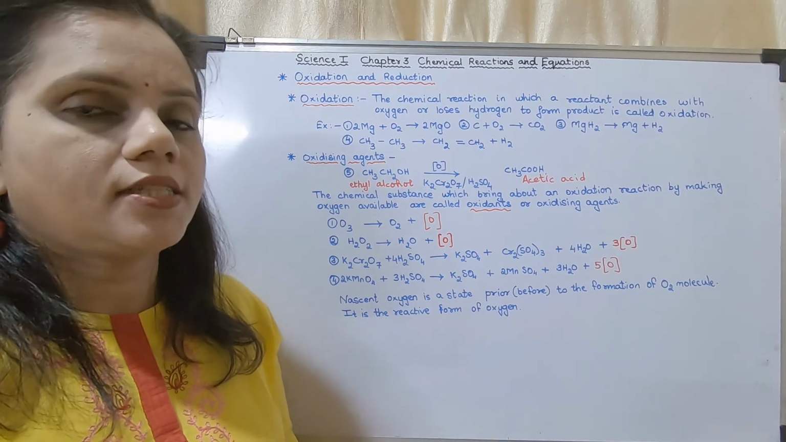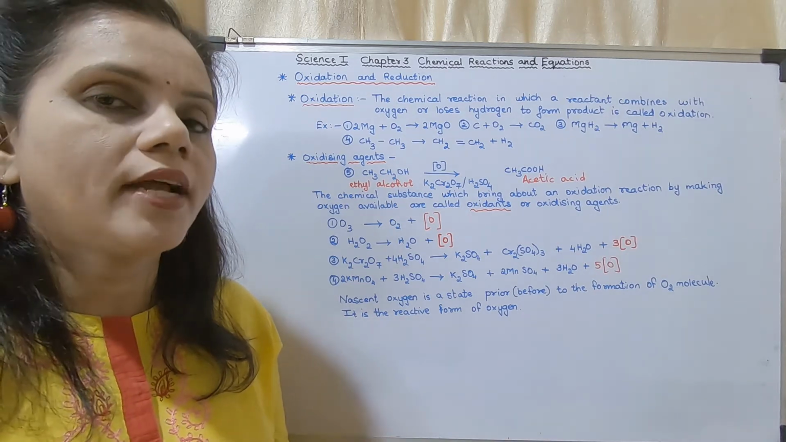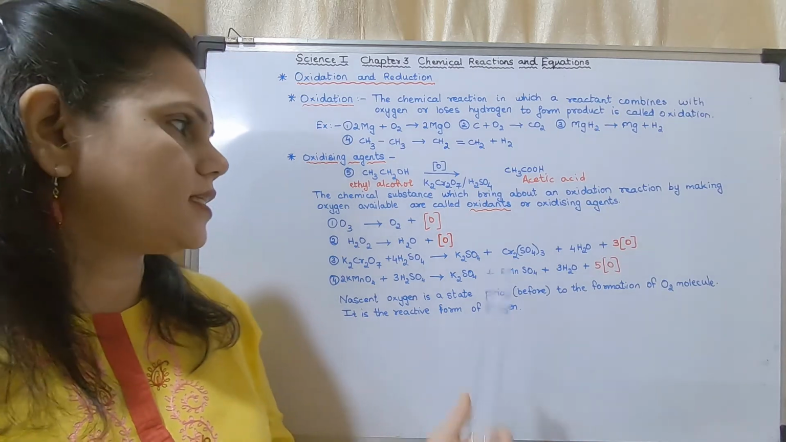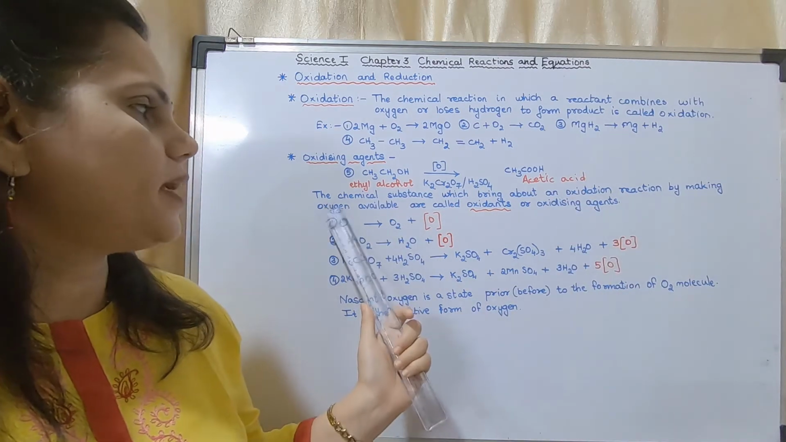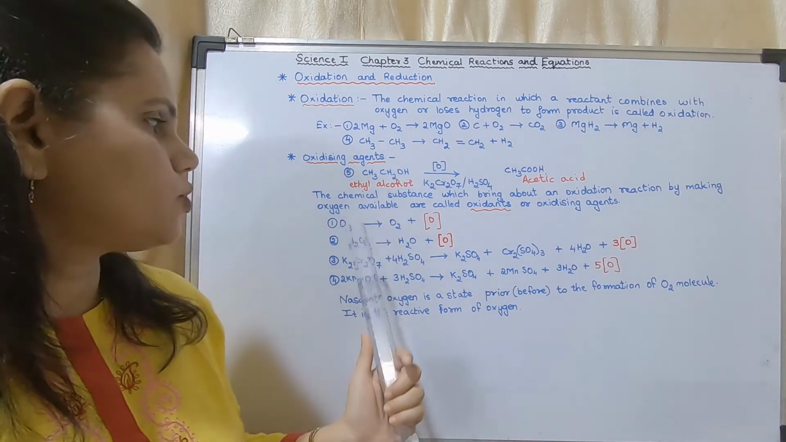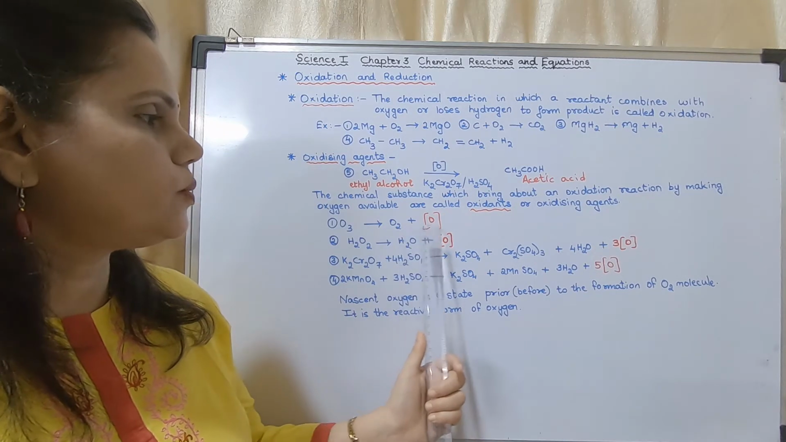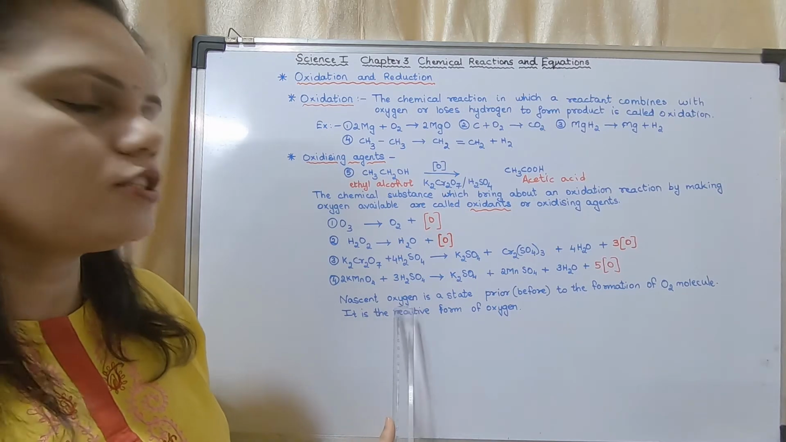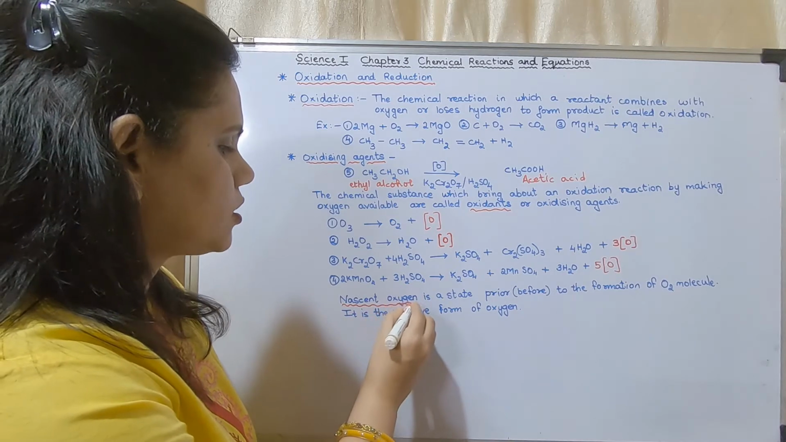Now, what are these oxidizing agents and how they act as oxidizing agents, we will see. Before that, we will revise what oxidizing agents are. Oxidizing agents are substances which make oxygen available, which give oxygen. So ozone is O3. It gets converted into O2 and this oxygen. This oxygen is called nascent oxygen.